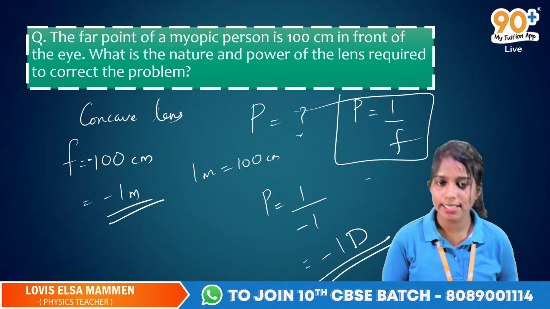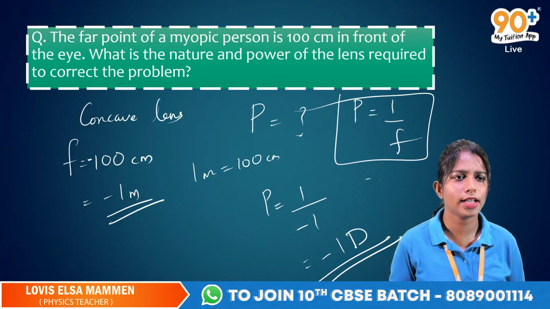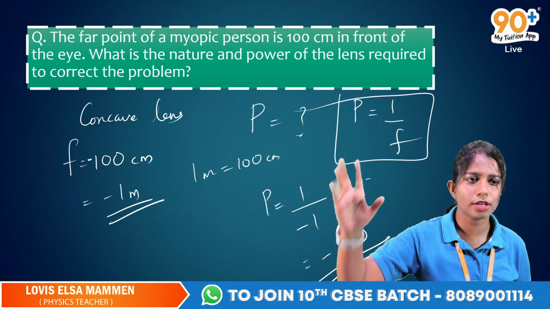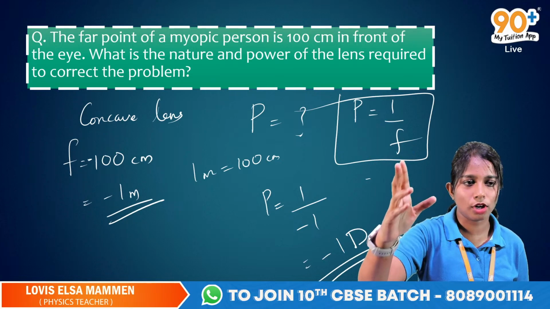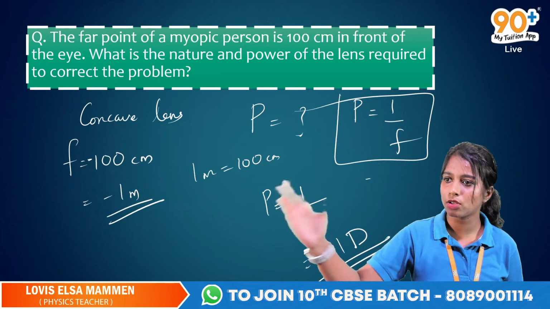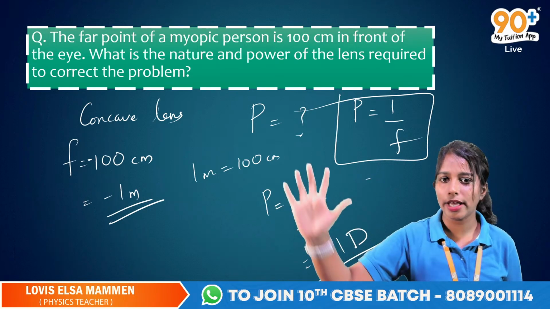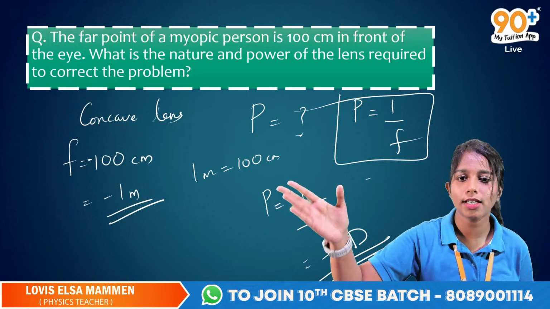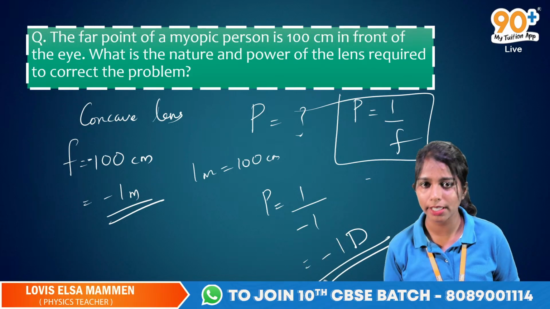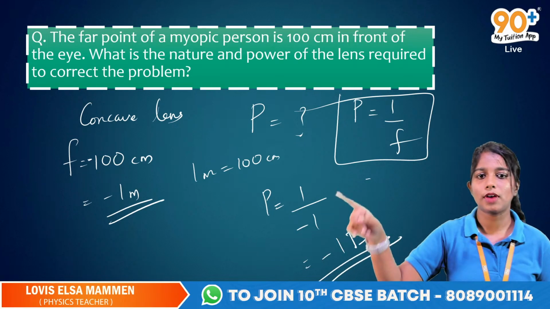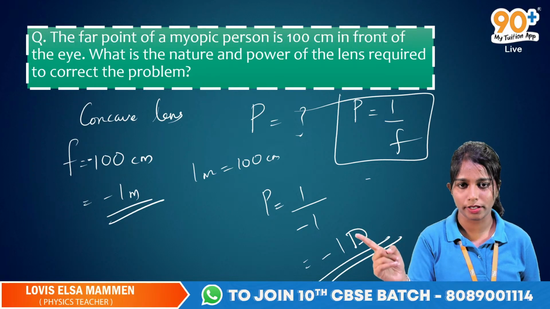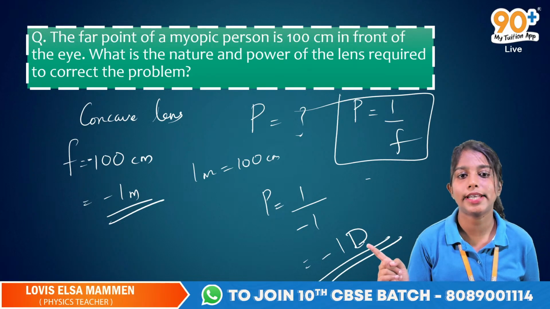Any doubts? In the problem, we were asked to find the power. Write the equation 1 by focal length. The focal length should be converted to meters first. It was given in centimeters, so convert it into meters. We know that 1 meter is equal to 100 centimeter. So it is minus 100 centimeter, so we can say that it is minus 1 meter. Substitute in this equation. So 1 by minus 1 is there, so it is minus 1 diopter. D, capital D, diopter. Okay?